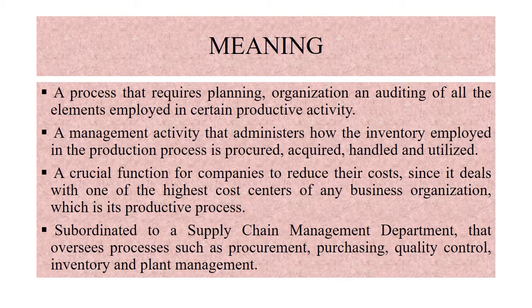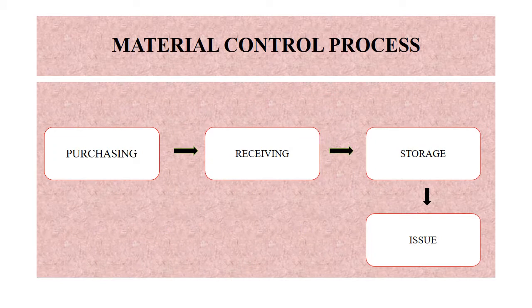As we know, material control involves purchasing, receiving, storage, and issue of materials. We will take a deeper look at all these elements of the material control process in this video. The figure shown here explains the material control process. It starts from purchasing and ends at issue. So the process involves purchasing, receiving, storage, and issue. We'll look into each element of the material control process.